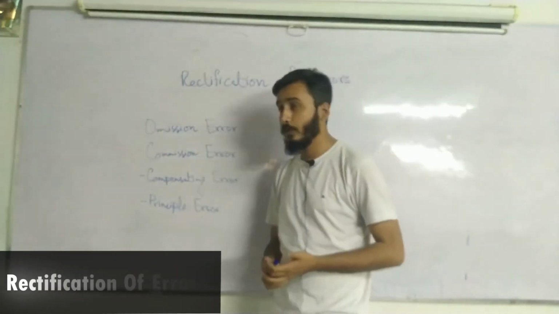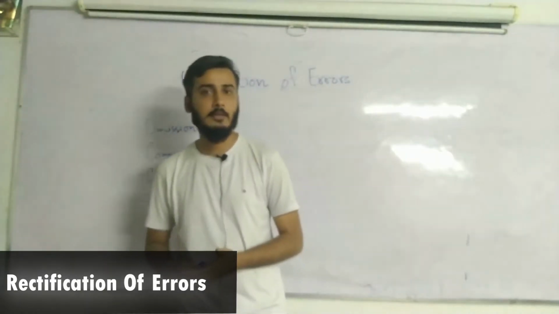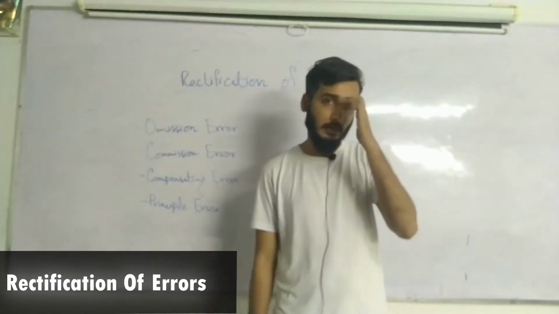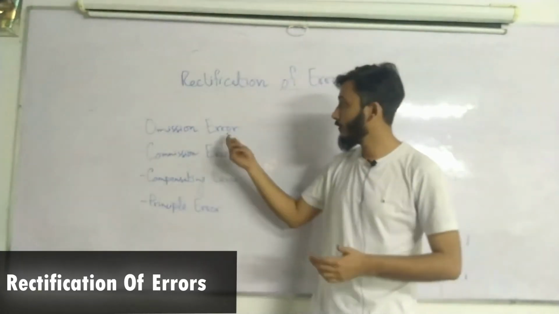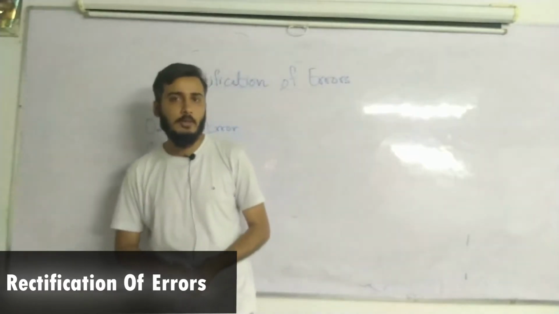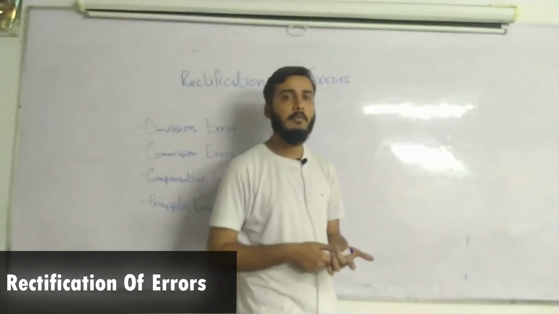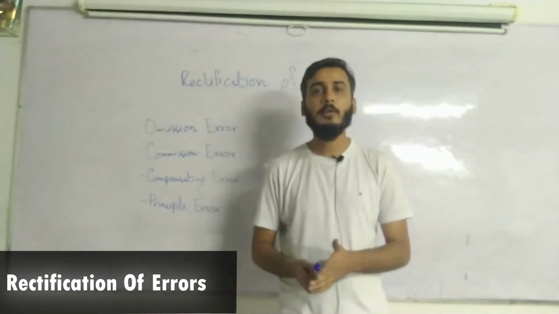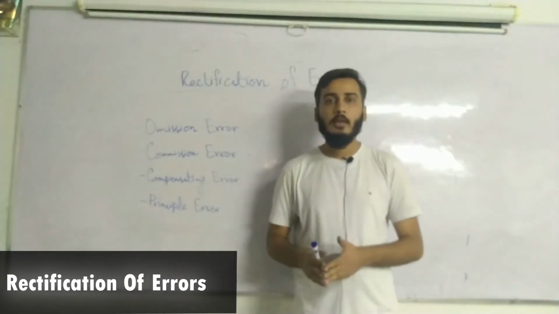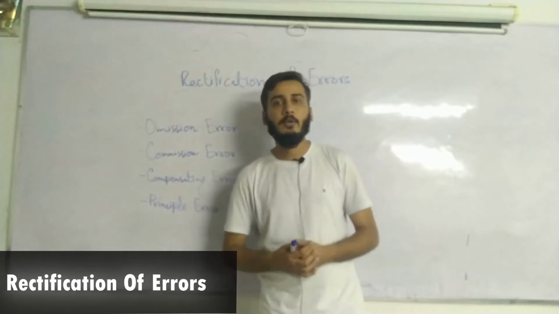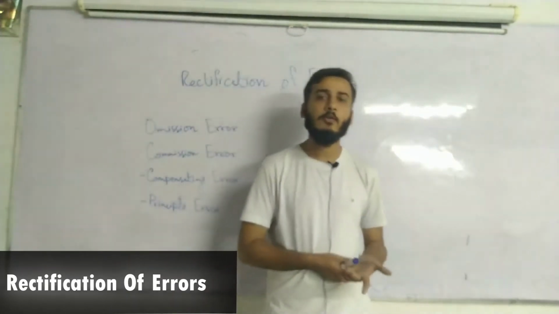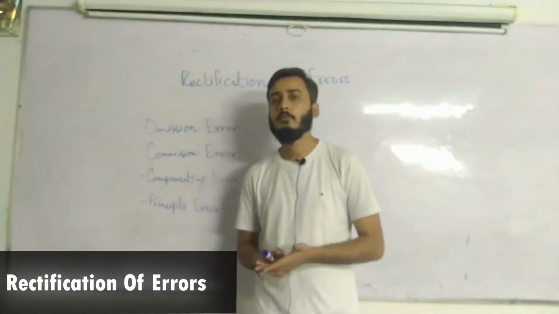So in today's video we are going to discuss the rectification of errors, the types of errors, and the entries involved in rectification of error. So number one is omission error. What does it mean by omission error? It is derived from the word omit. So omit means to skip something or to leave something and not record it in our books. So if the entry is not recorded in the books, that is an omission error from the accountant.